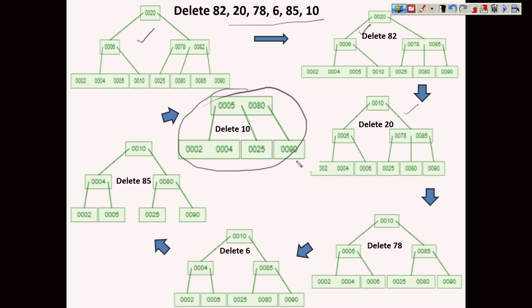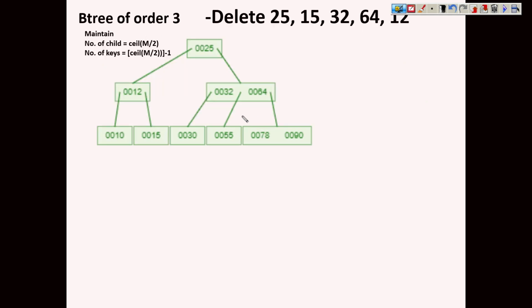Let us take one more example to see how the deletion is working. So let's move to the next example. Okay, so let's delete from this tree. This is of order 3. Order 3 means we need to maintain the number of children as ceil(m/2), that is 2, for every node, and the number of keys will be 1.